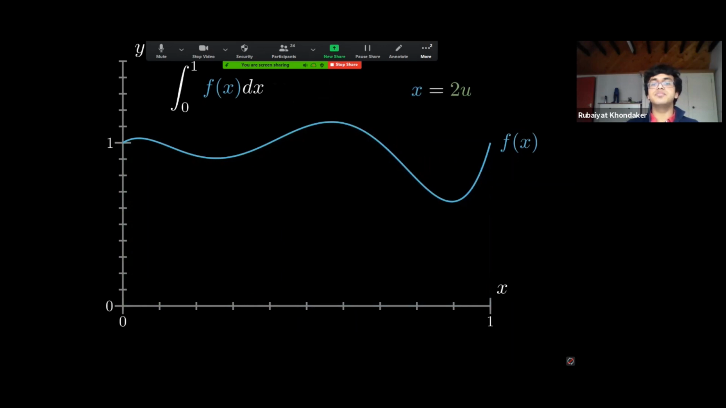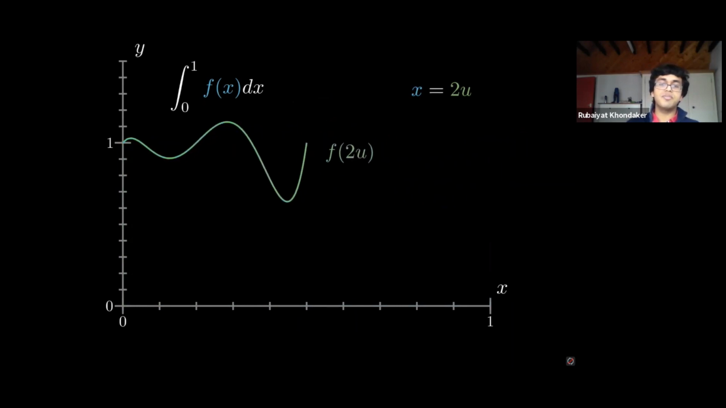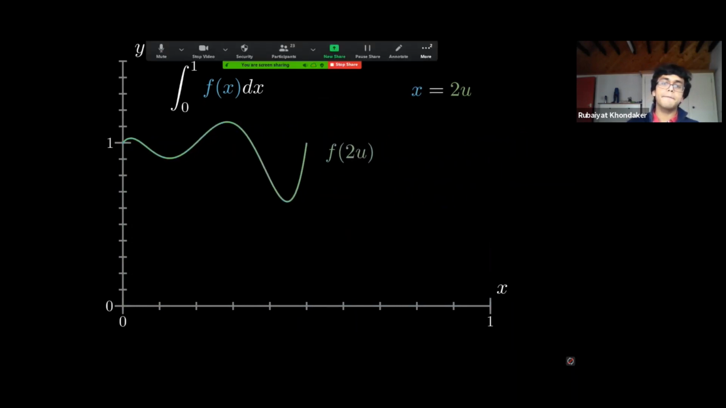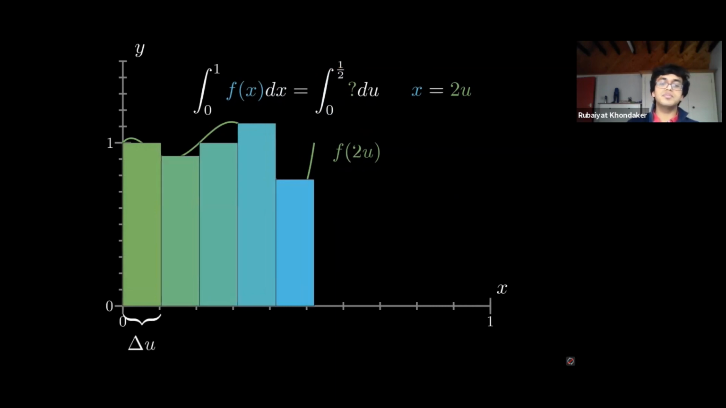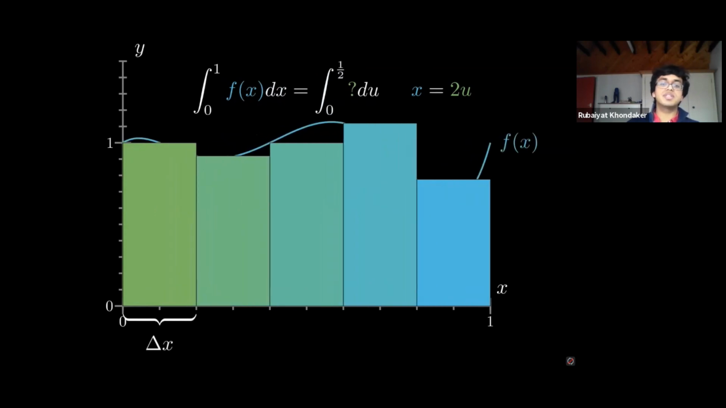So if you write, for example, a substitution, x equals 2u, and the graph gets transformed like that, and the integral gets transformed by something. And we're just going to go over, okay, what is this actual something? So what we're going to do is relate approximations in the u world with delta u to those in the x world with delta x.